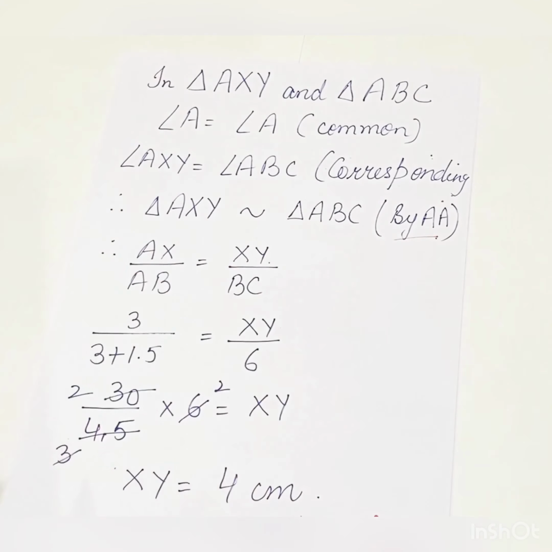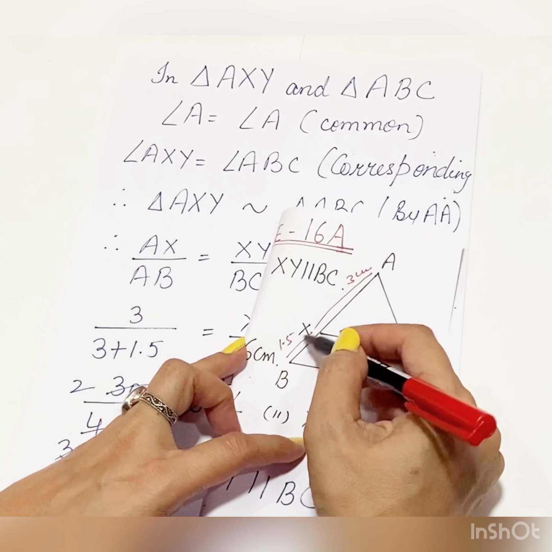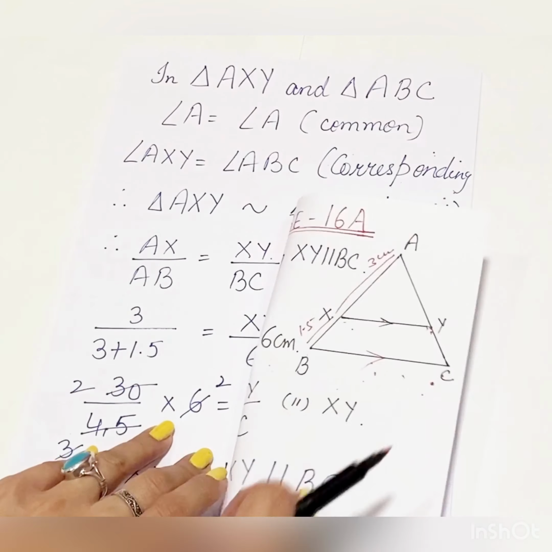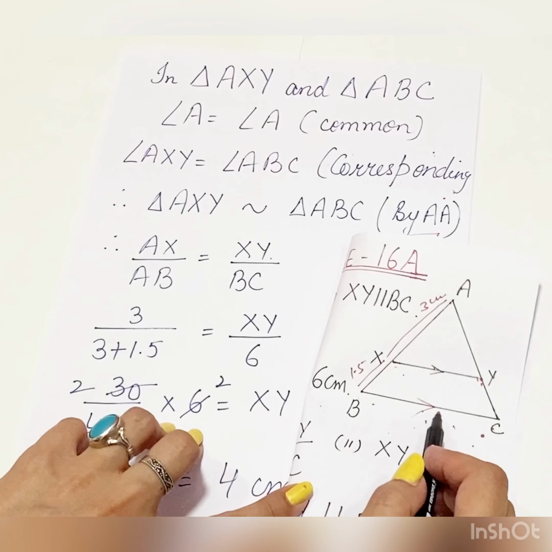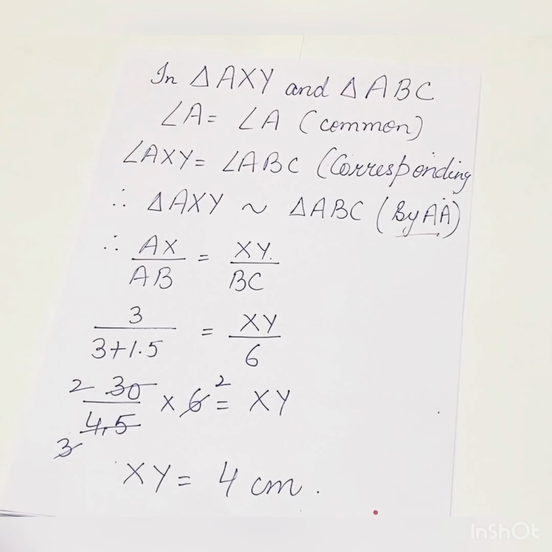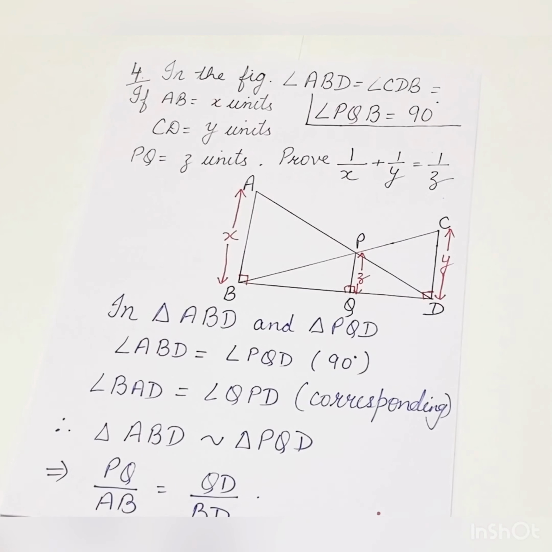And how much is AB? See, how much will be AB? AX is 3 and XB is 1.5. So this complete AB will be 3 plus 1.5, that is 4.5 centimeter. BC is given to be 6 centimeter. So we can find out XY. It comes out to be 4 centimeter. Clear? Next, question number 4.